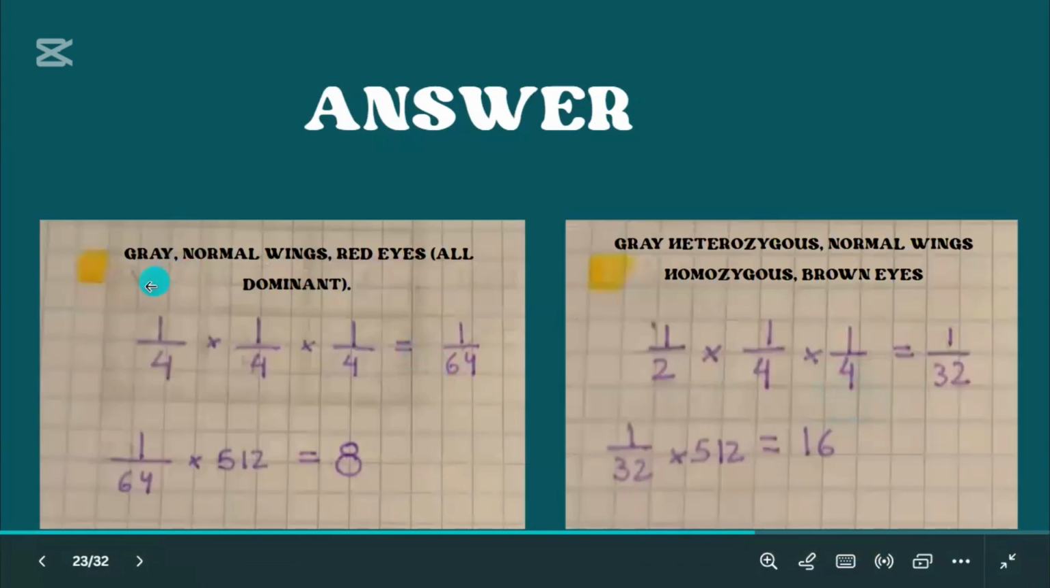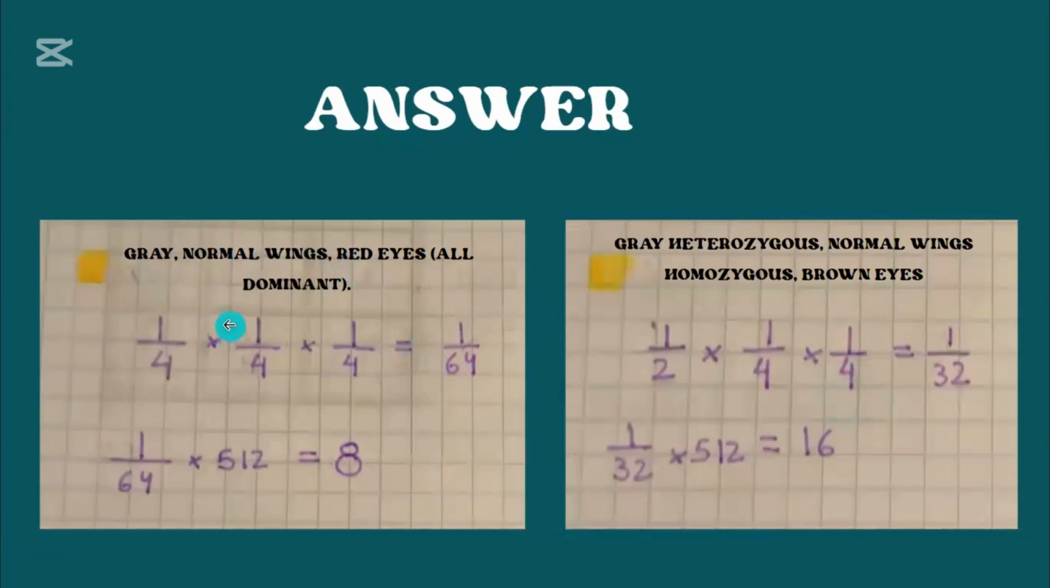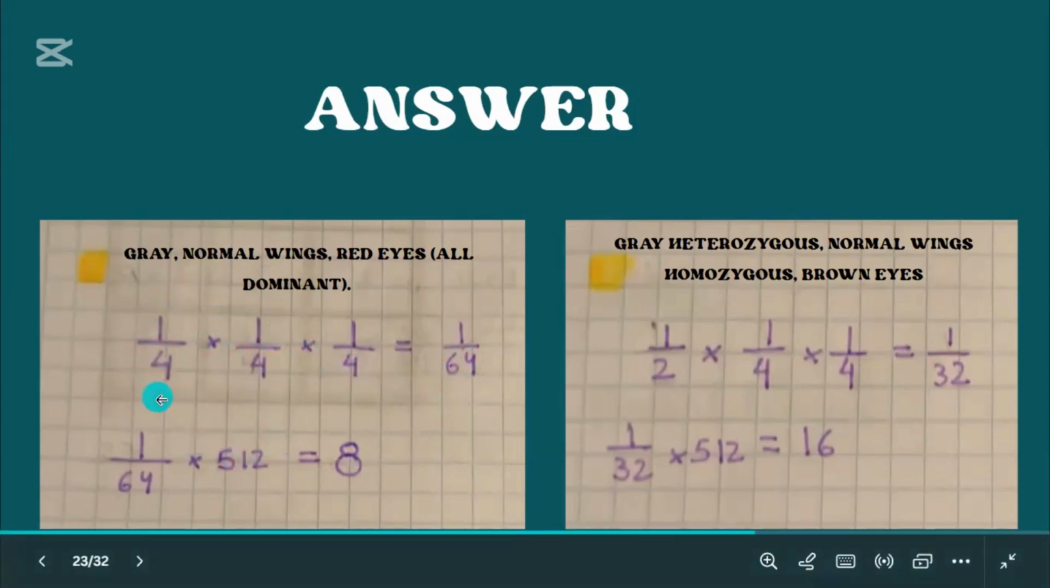Now to continue, as we said before, we need the probabilities. So we can multiply gray, normal wings, red eyes for all dominant. Since they are all dominant, they will have the genes, and we can say that 1/4 multiplied by 1/4 and 1/4, just as I explained in previous exercises, it will be 1/64, and then we need to multiply it by 512.